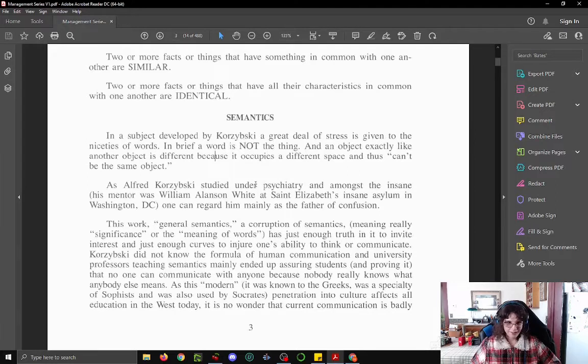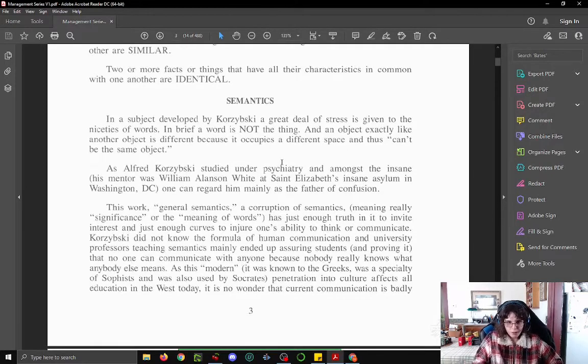I don't think so. This work, General Semantics, a corruption of semantics, meaning really significance or the meaning of words, has just enough truth in it to invite interest and just enough curves to injure one's ability to think or communicate. That's exactly what Hubbard's doing.